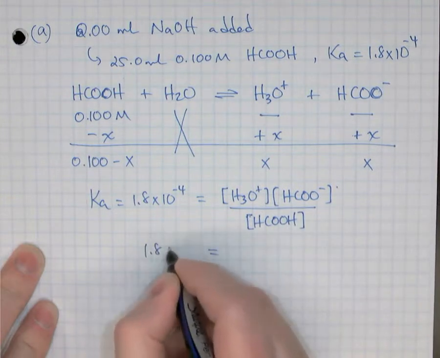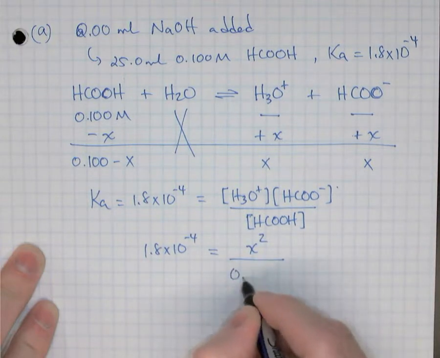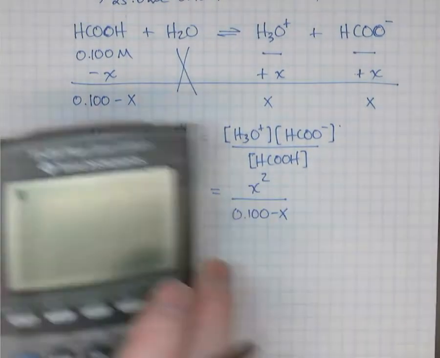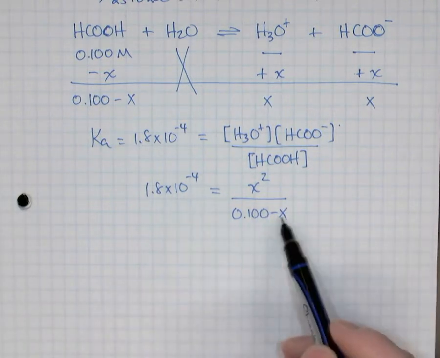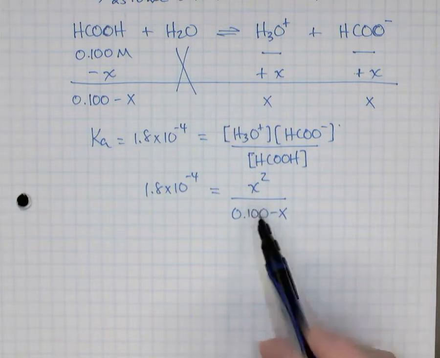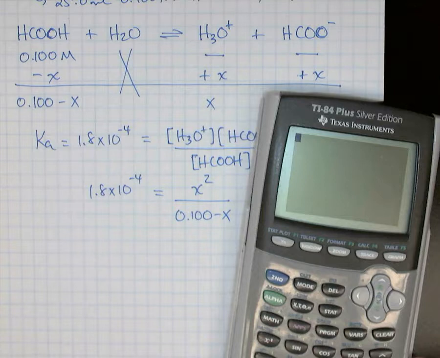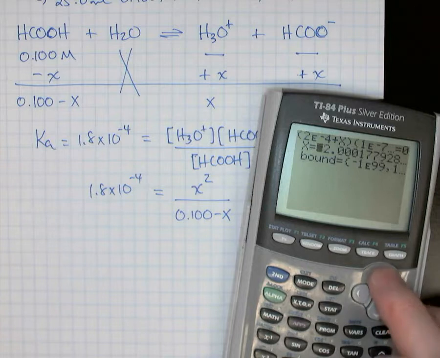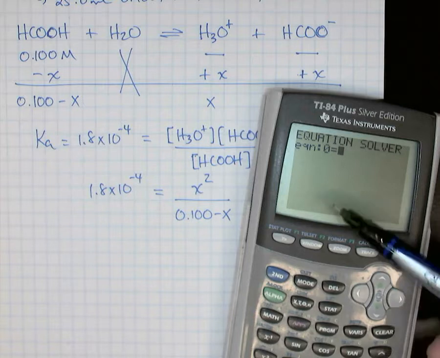This is just the equilibrium expression for the reaction over HCOOH concentration. So 1.8 times 10 to the minus 4 is equal to X times X, or X squared, over 0.1 minus X. And now you can solve that either using the approximations method. We could say that since the Ka value is so small, we could assume that X is much less than 0.1 and then solve for this X in the numerator. Or we could use the solver on the graphing calculator, and that's what I'll do real quick here. So I'll press the math button, I'll go down to the solver, I'll press the up arrow and clear the equation that was there. So equation solver 0 equals.